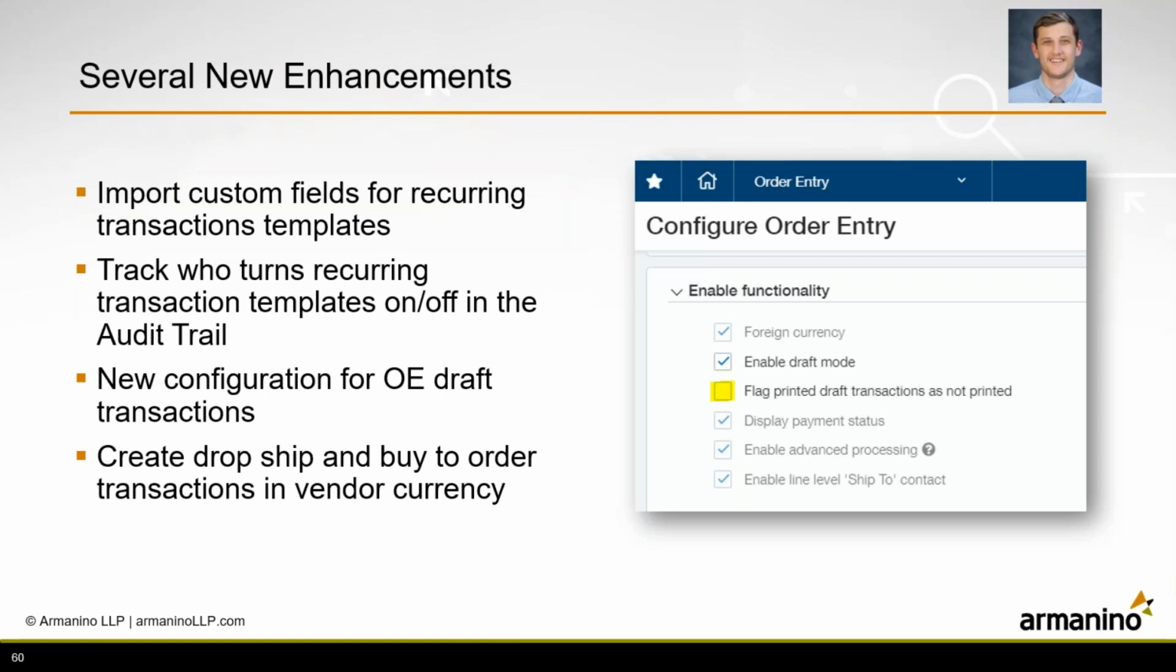And then finally in order entry, the last enhancement we want to talk about is the ability to create dropship and buy to order transactions in the vendor currency. So if you are set up as a multi-currency company and you also use dropship or buy to order transactions, the purchase transactions that are automatically generated for the sales transactions are now always going to be in the vendor currency if you choose to set it up that way. Previously, the logic was that the purchase transaction used the same currency as the sales transaction. If you are looking to have it in the vendor currency, if that would be helpful for you, there's now an option to set that up.